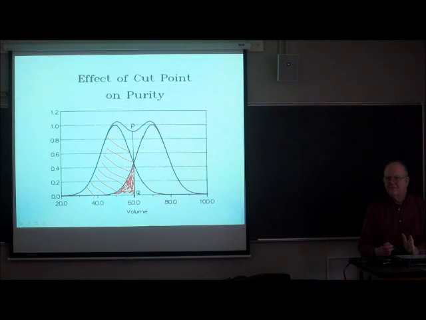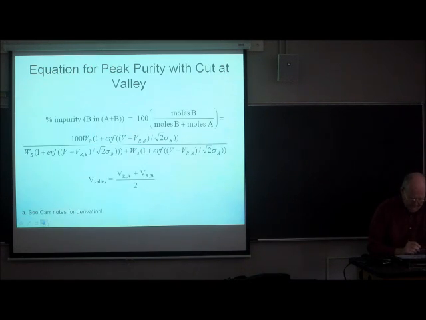With me? It's just a lot of algebra. If the two peaks are the same height and have the same sigma, the valley will be exactly in the middle of the two peak maxima of the retention volumes, or the retention times. So that's where the valley is going to be. It's VRA plus VRB over 2. So we're going to put V in our equation for the area equal to this number.